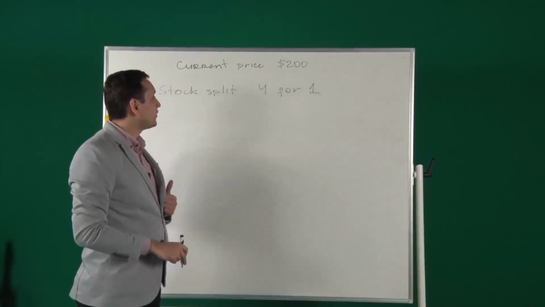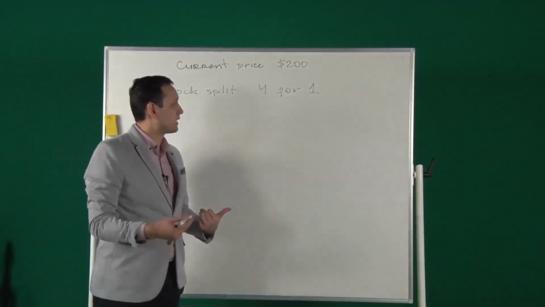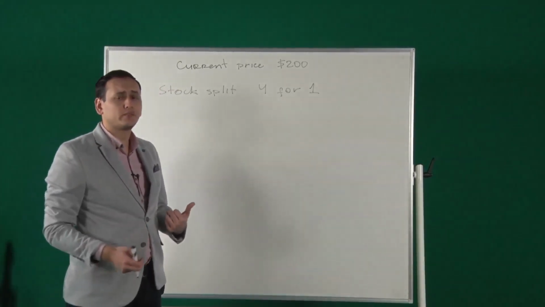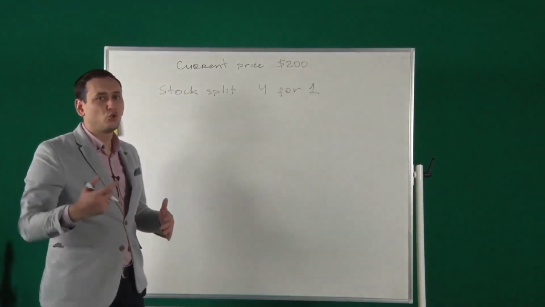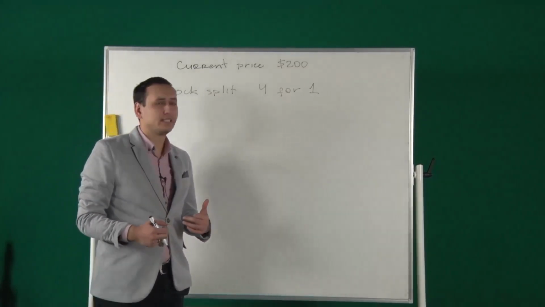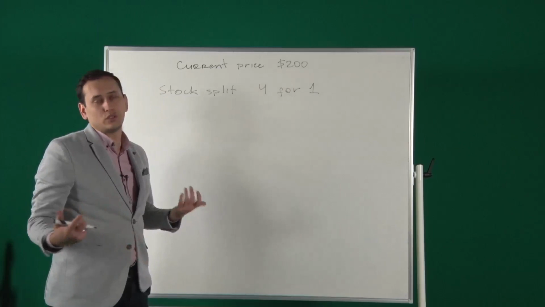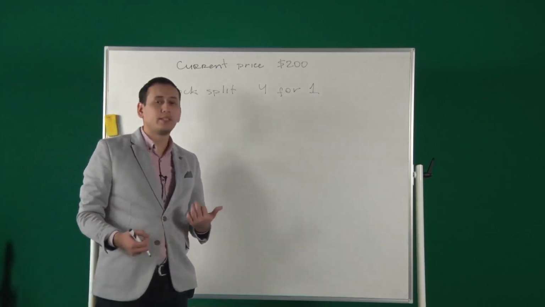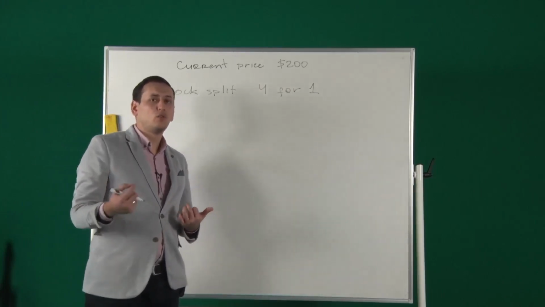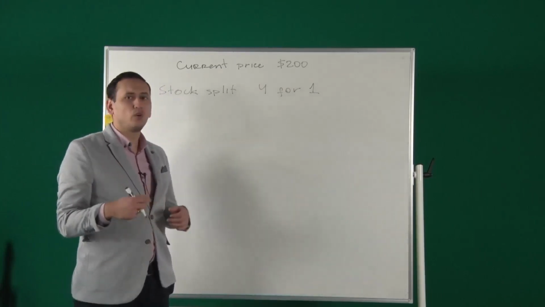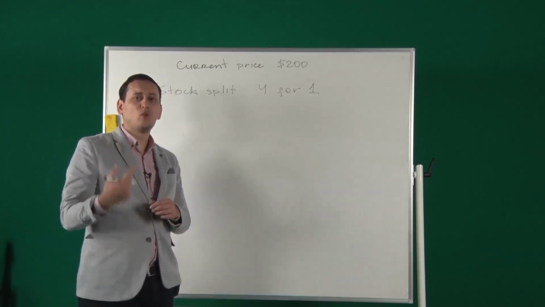Now let's consider another example with a stock split declaration, right? So the current price of a stock is $200, and the company believes that the price of a stock is too high, and not everybody can afford buying a stock for $200, right? And the company declares a stock split of 4 for 1. That means they will replace 4 stocks.